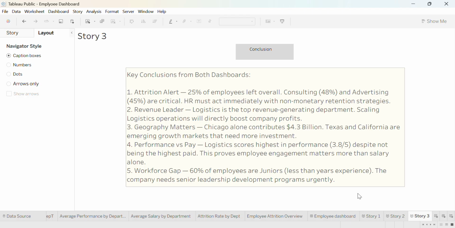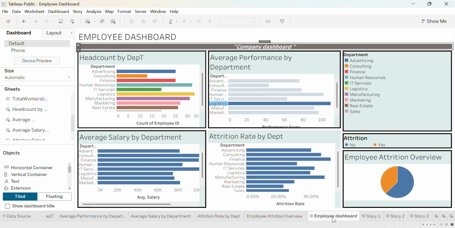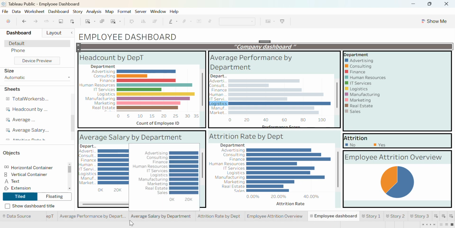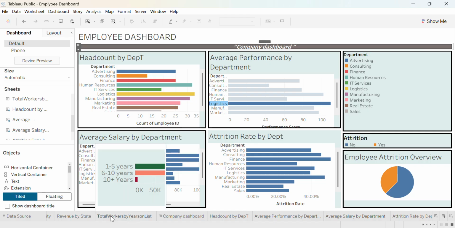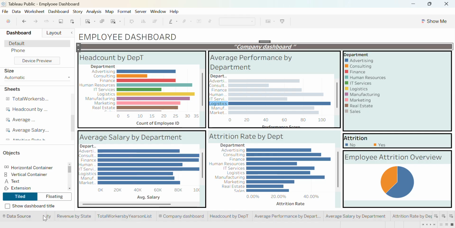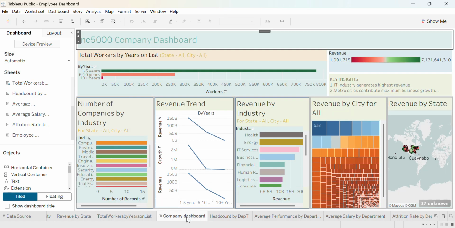To summarize what I have covered today: I created a complete custom dataset of 200 plus rows from scratch. I built 4 logical calculation fields inside Tableau, and I designed 2 interactive dashboards covering the employee and the company performance. I implemented the global filters connecting all the charts across both dashboards.